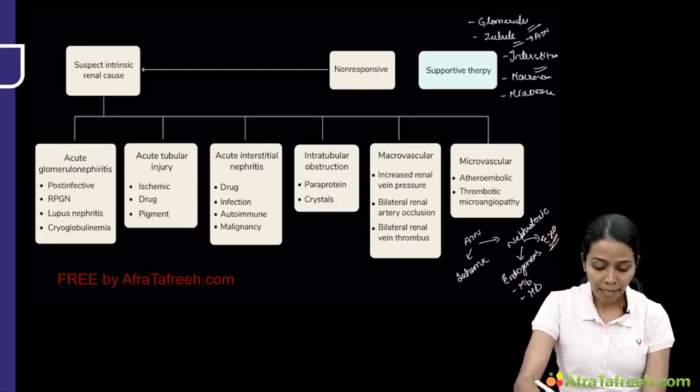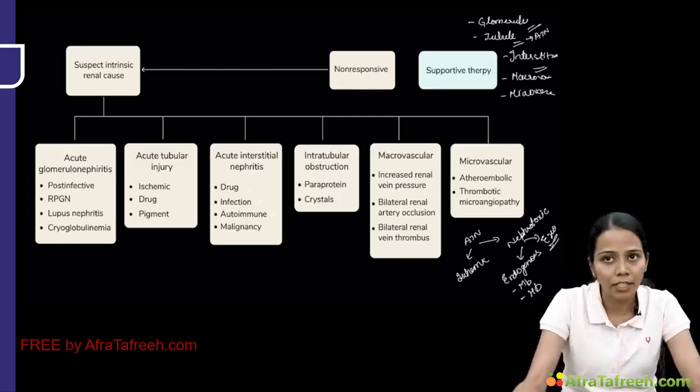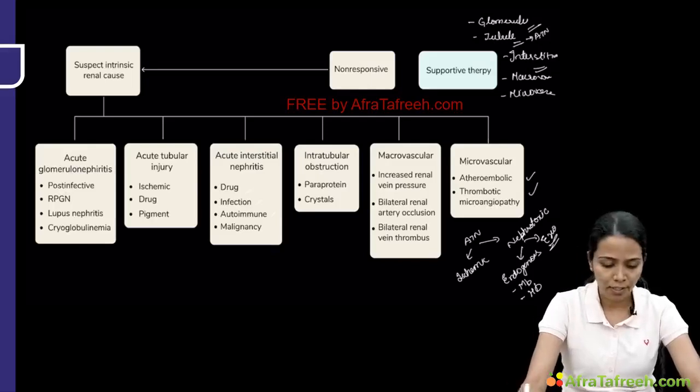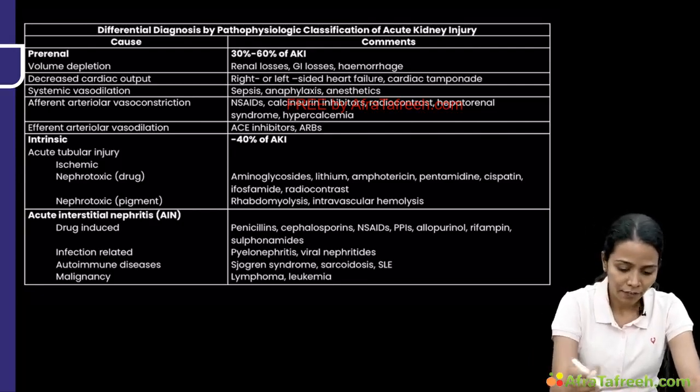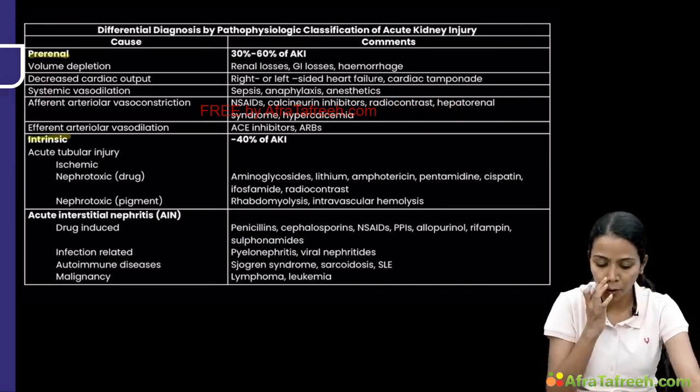Okay. Macrovascular, so it should be involving the vein or the artery. So it can be renal vein thrombosis or renal artery thrombosis. Microvascular can be something like atheroembolic disease or TMA. So we discussed all this. Okay. Now, based on the pathophysiology, we classify renal failure into pre-renal, intrinsic renal, and post-renal. So how do we classify?